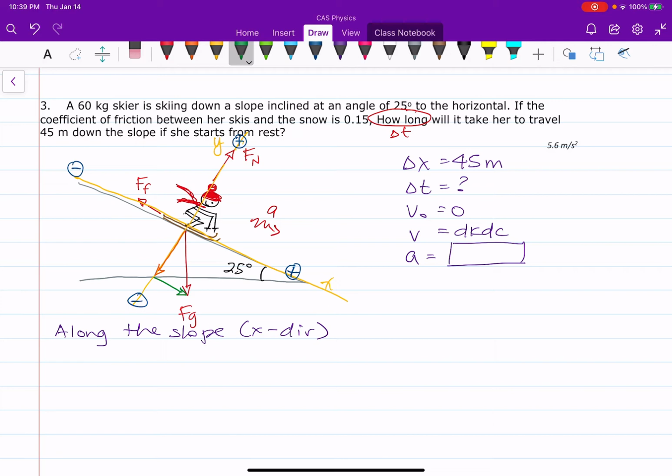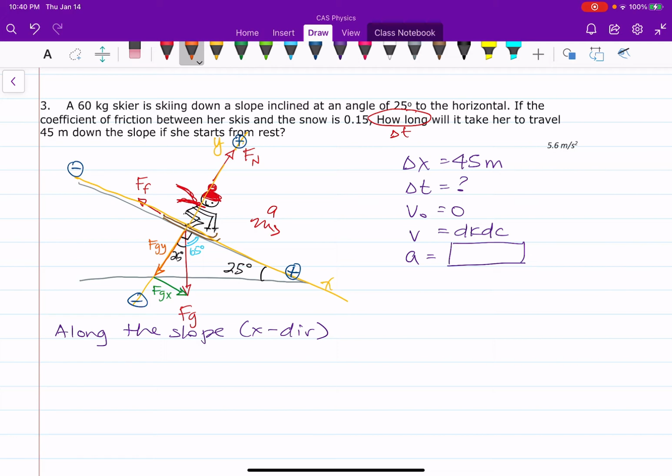So if this angle over here is 25 degrees as labeled, then I think you can see that this is a right-angled triangle. And therefore this angle, let me make it a different color, this one will be 90 minus 25, which is 65 degrees. And then this one will also be 25. So you've got the x and y components, F_Gx and F_Gy. And then we can solve for those two things.